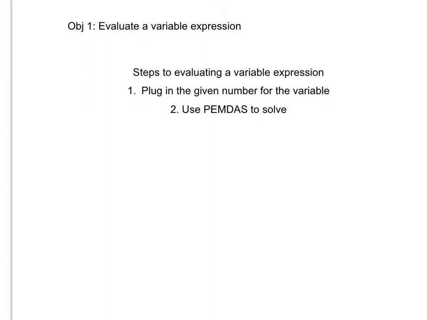So steps to evaluating a variable expression. Step 1 is you're going to plug in the given number for the variable. So they're going to tell you like x equals 5. The first step is to plug that number in instead of x. Then step 2 is to use PEMDAS, the order of operations, Please Excuse My Dear Aunt Sally, to solve that. You should remember that.